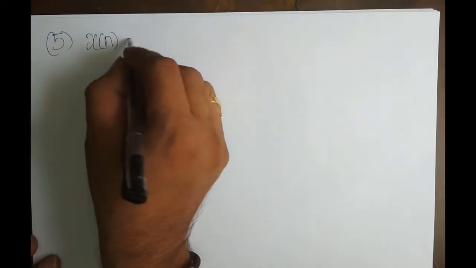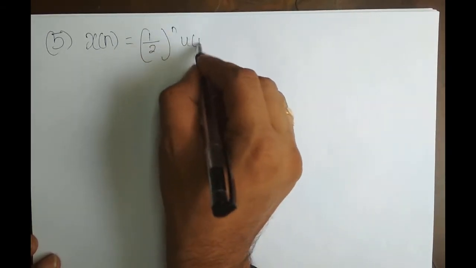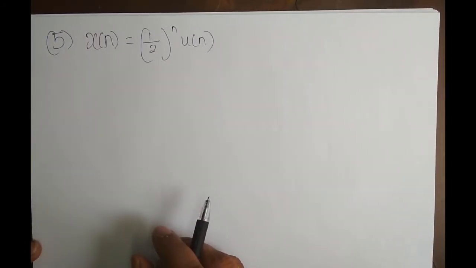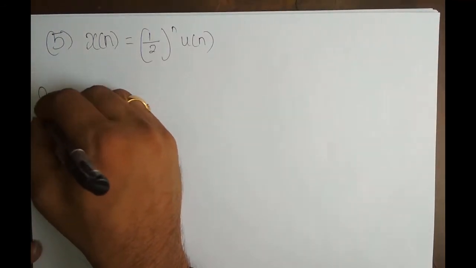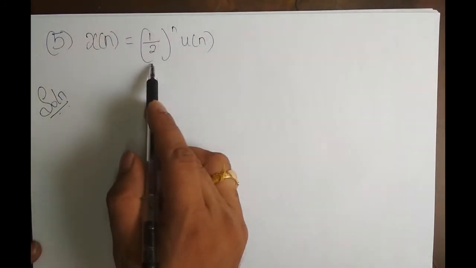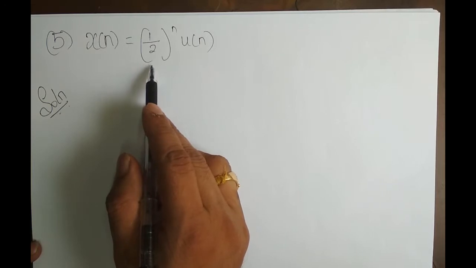So we will do it on a fresh page. Problem number 5. What is the signal? The discrete time signal x of n is equal to (1/2)^n u of n. Now what is our aim here? I have to check whether the signal is an energy signal or a power signal. If it's an energy signal, I have to find its energy, and if it is a power signal, I have to find its power. Now what is this? Is it an energy signal or a power signal? If it is a periodic signal, then it's a power signal. If it is a non-periodic signal, then it is an energy signal.